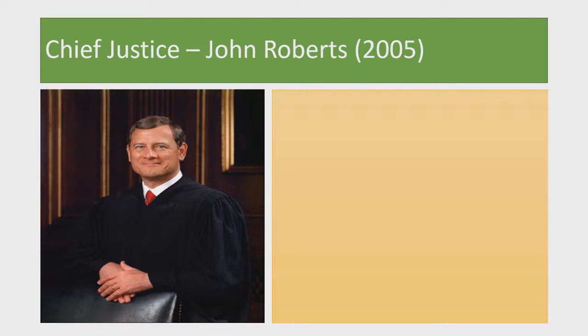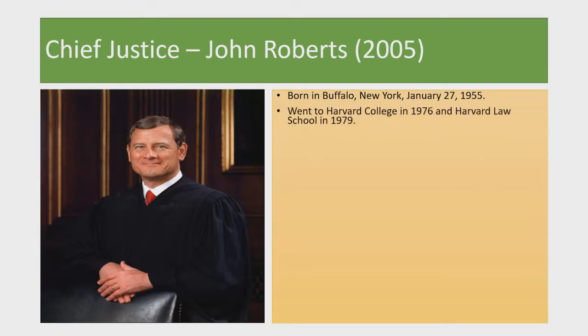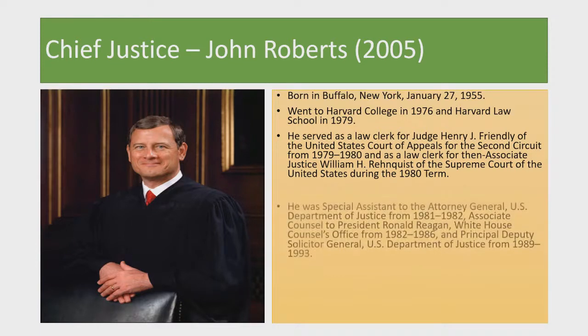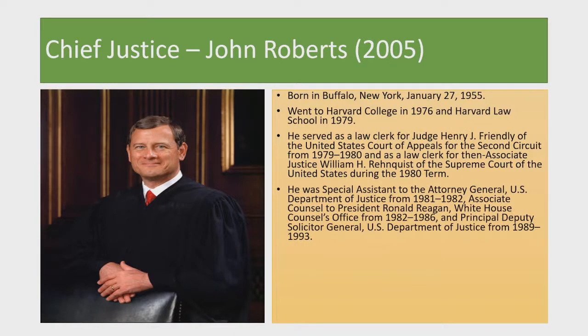So I'm going to give you some information about John Roberts first. So he was born in Buffalo, New York, on January the 27th, 1955. He went to Harvard and then went to Harvard Law School in 1979. He served as a law clerk for Judge Henry J. Friendly of the United States Court of Appeals, and etc., etc. But here's where it gets interesting.